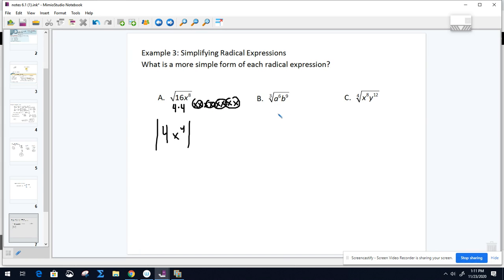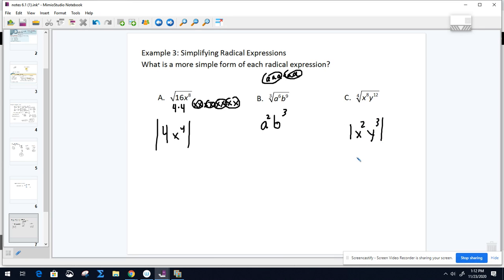Here, I have a cube root, which means I'm looking for groups of 3. So I have a to the 6th. How many groups of 3 can I make? 2. So this would be a squared. How many groups of 3 can I make from 9? And that would be b to the 3rd. A simpler way to do this is just divide the exponent by the index. Same thing here, but because it's an even index, my answer is going to be in the absolute value. So I've got absolute value of x squared, y to the 3rd.